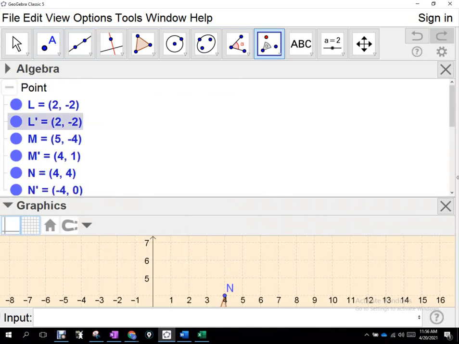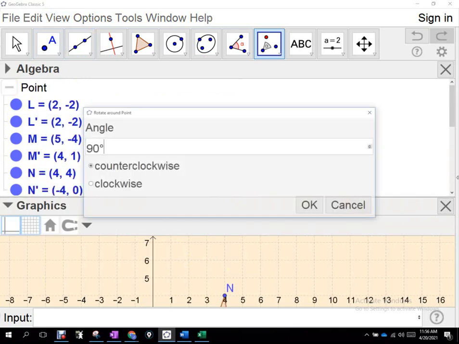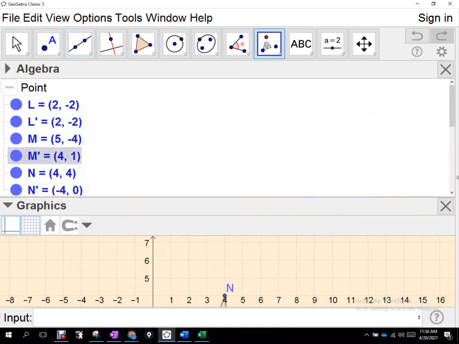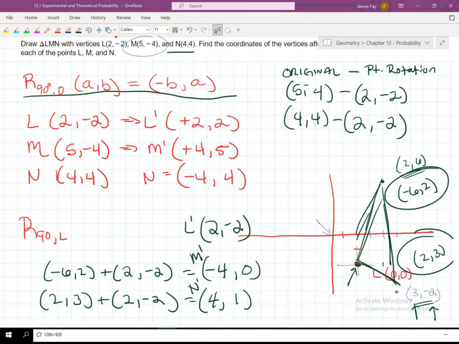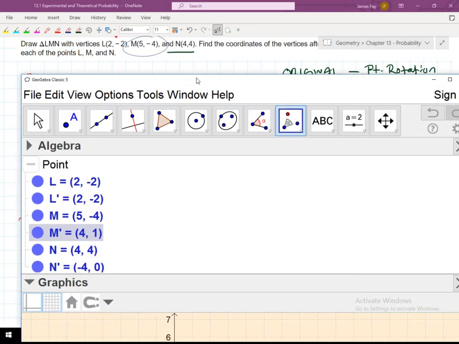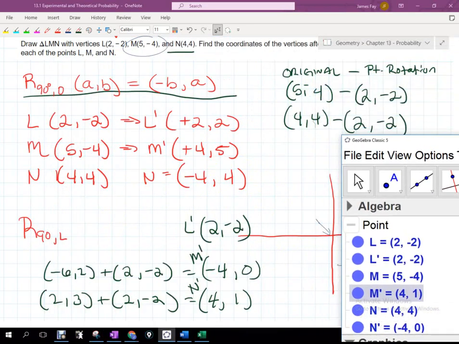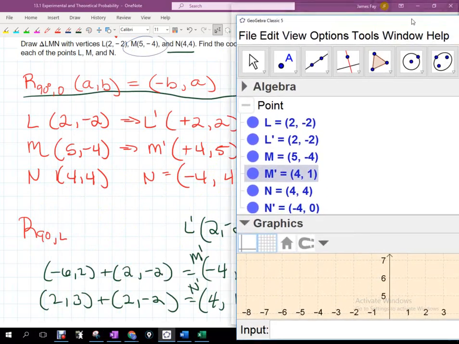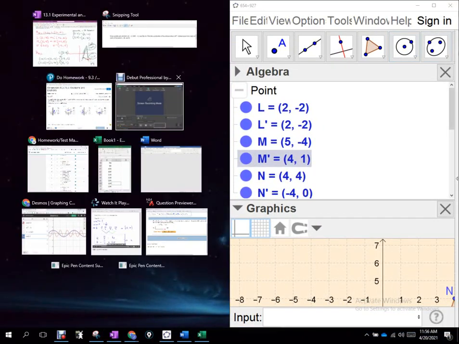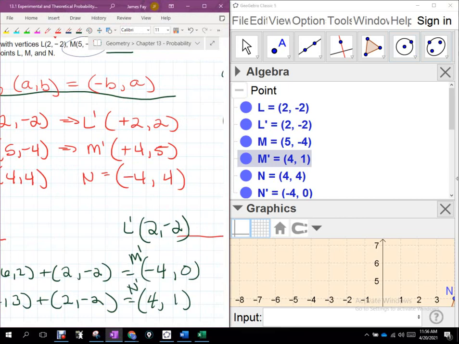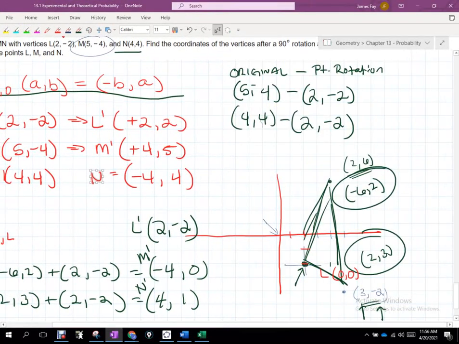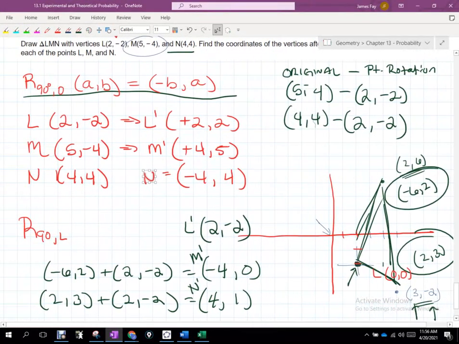L prime was 2, negative 2. We said that was the same thing as L. M prime, did we say that was 4, 1? Okay, and I think maybe I mislabeled something, but regardless, you get it. So I think I mislabeled these, but 4, 1 and negative 4, 0. Those are the ordered pairs of those rotated coordinates. It kind of makes sense.